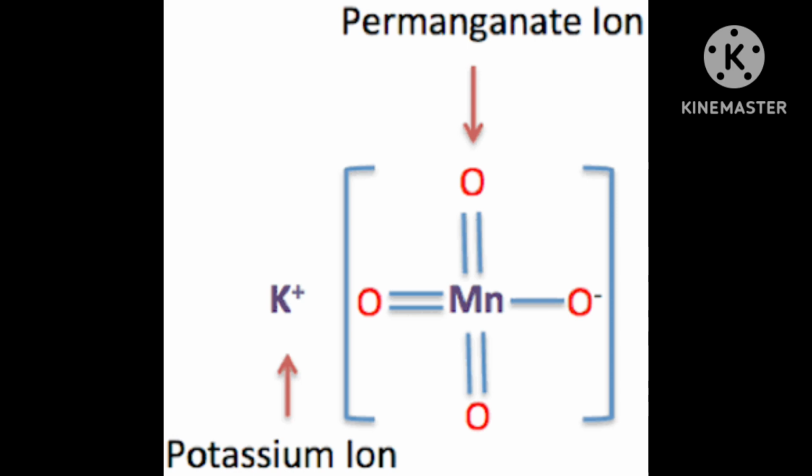Each single-bonded oxygen has one electron, and the other two oxygens are making double bonds. This is called the tetrahedral manganate ion. Its color is green. Remember the difference between manganate and permanganate: manganate is a green ion, and permanganate is a purple ion.